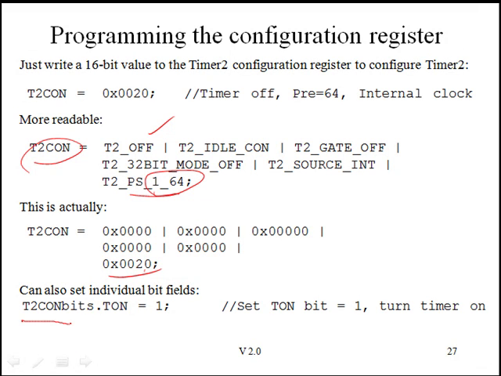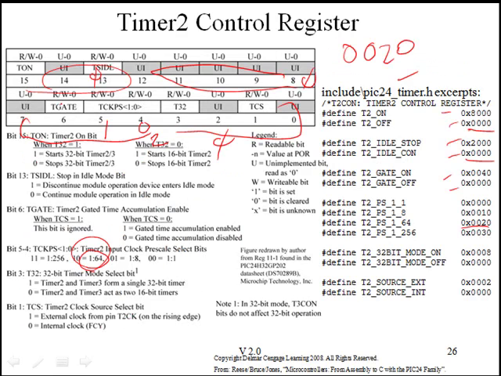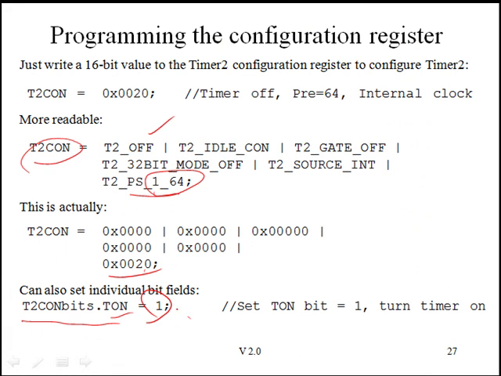You can also access individual bit fields like this. T2CONbits.TON set to a 1. What that's going to do is going to set the TON bit here to a 1 without affecting any of these other bit fields, and we'll do that as well.